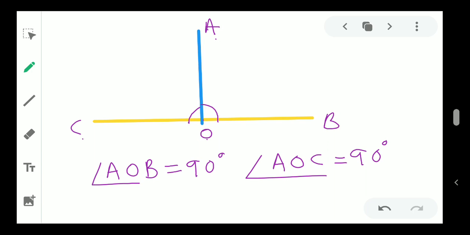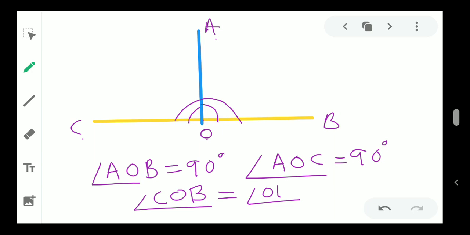So this angle COB, that means which angle? I am talking about this angle, the big one, is my what? The AOB plus AOC, because there are two angles in between, so it will be 90 plus 90, 180 degree. And I was talking about this only. Now let's say, so you know already COB is my 90 degree.